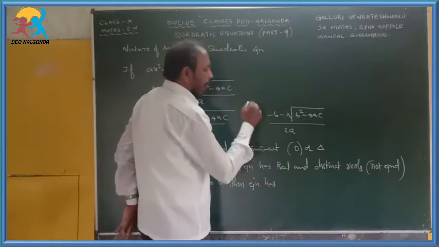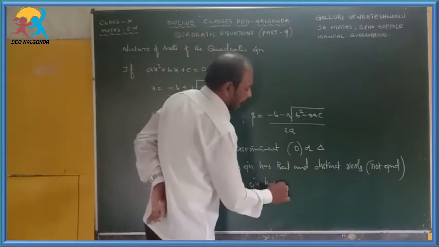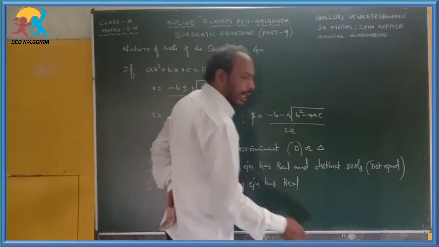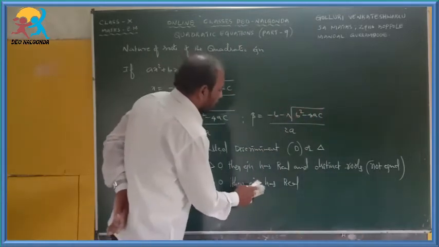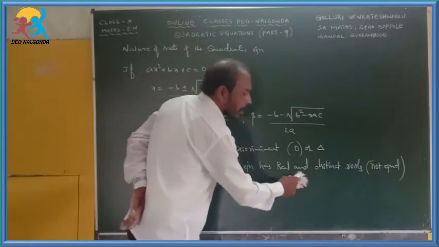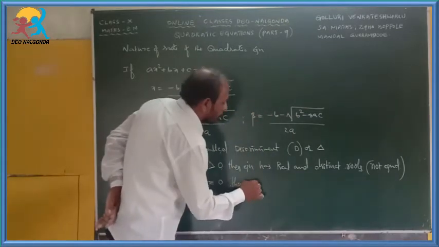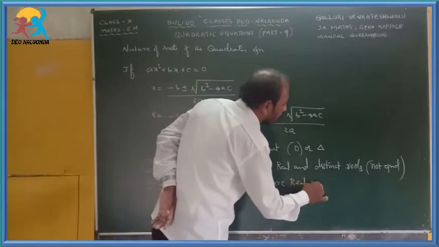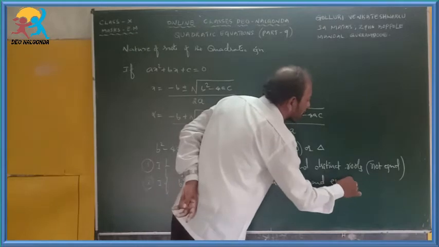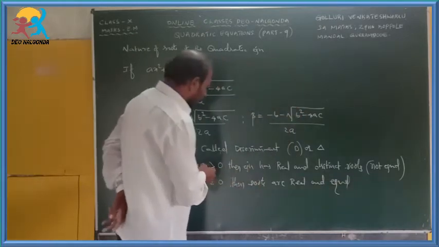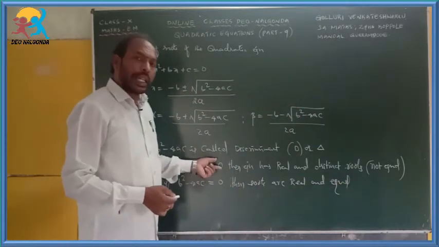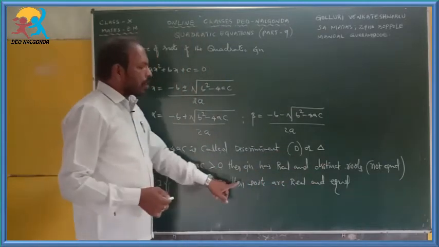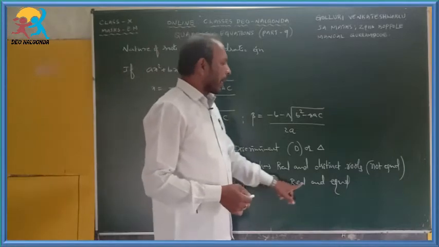the equation has two equal real roots. Then roots are real and equal. So in the first case, whenever the discriminant value is greater than 0, roots are real and distinct. When the discriminant value is equal to 0, then roots are real and equal.